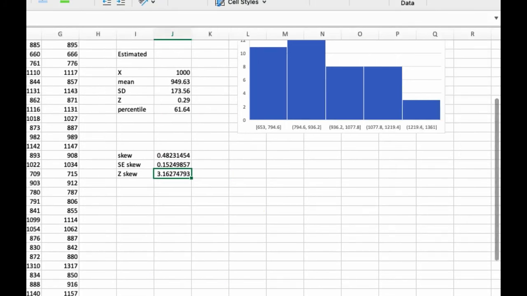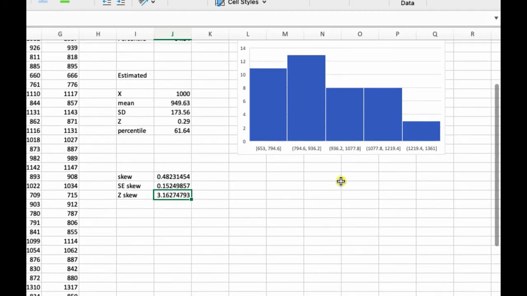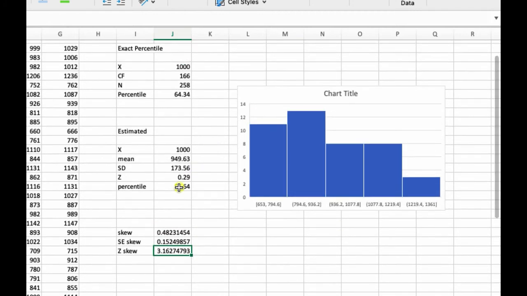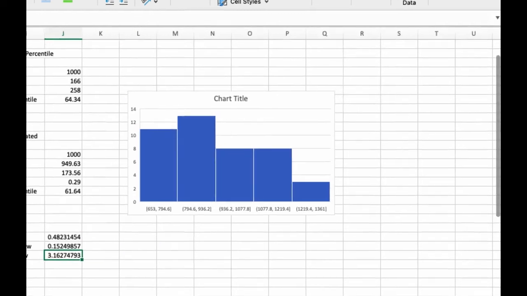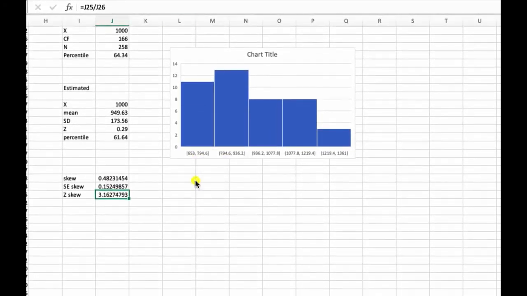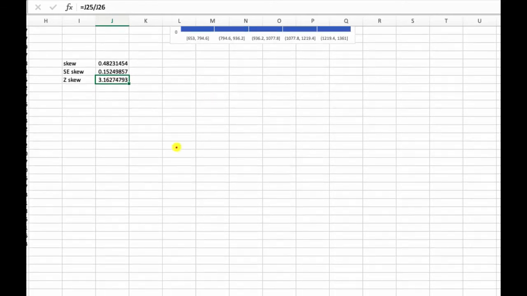So in this case, 3.16 is greater than our 1.96 criteria cutoff. So based on this calculation, as well as a visual representation, it's likely that our data are skewed. So why is it that we get this difference in percentile values? I'm going to move over and draw for you guys instead, just to kind of give an idea of where we are here.